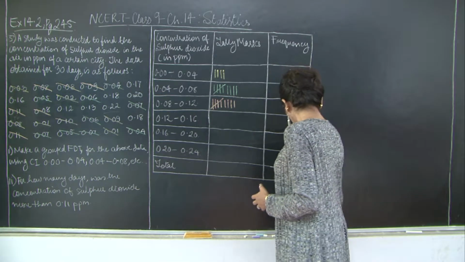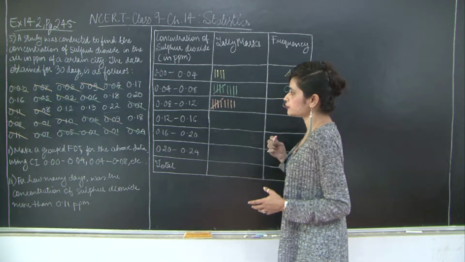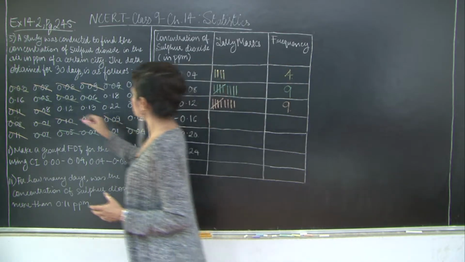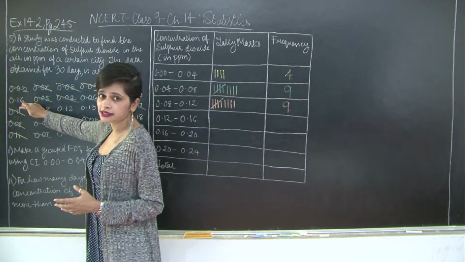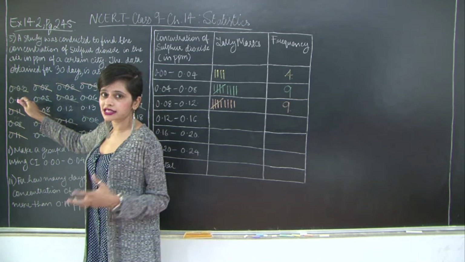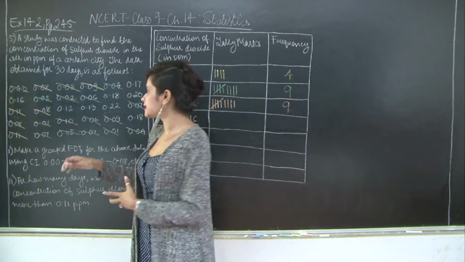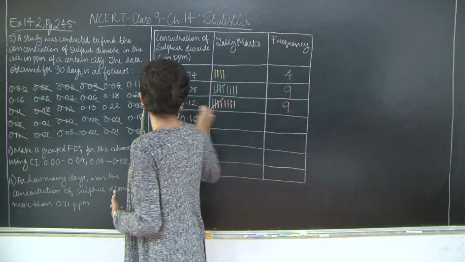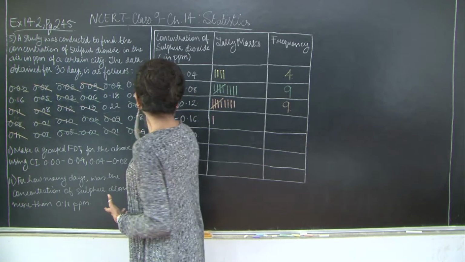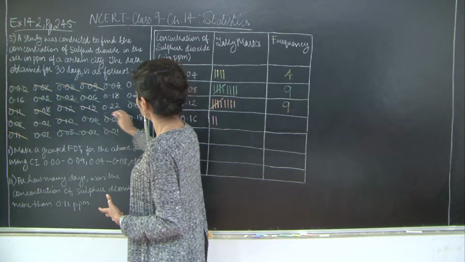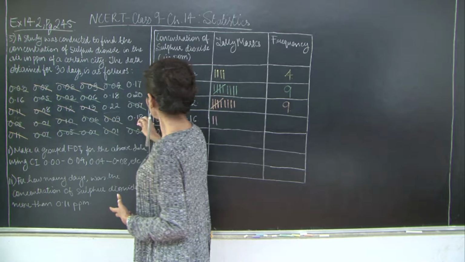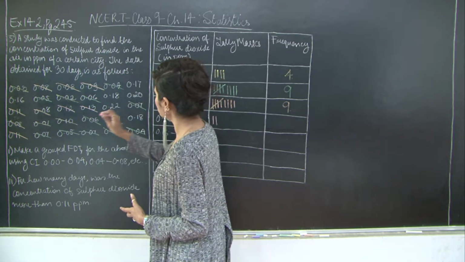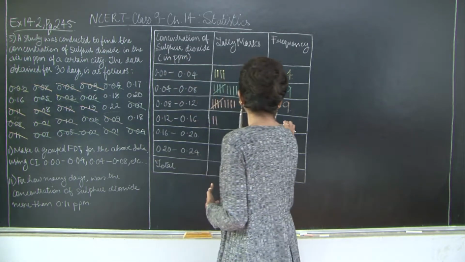Let's proceed with the other category, that is 0.12 to 0.16. So we are not going to take this value because it's equal to 0.16. We have to take values up to less than 0.16. So you have 0.02, 0.13, and we have another one, no, not this one. So this is going to be 2.